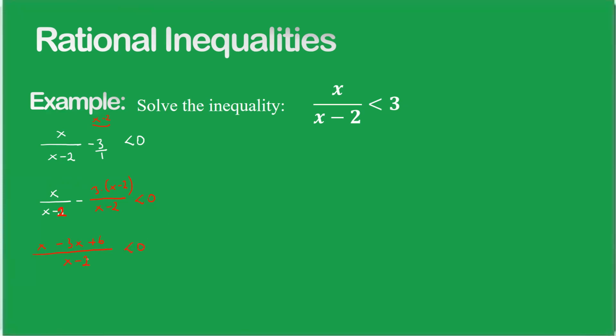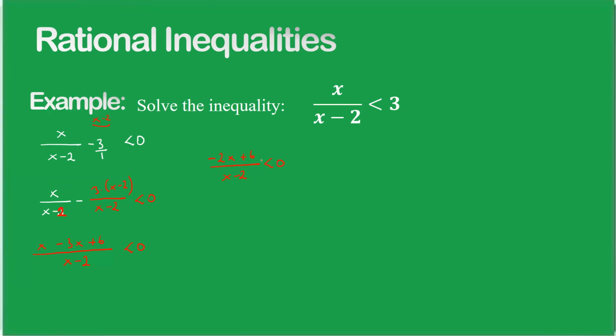Let's go on, not finished. So x minus 3x is minus 2x, and plus 6 over x minus 2. Now I think it's ready, less than 0.